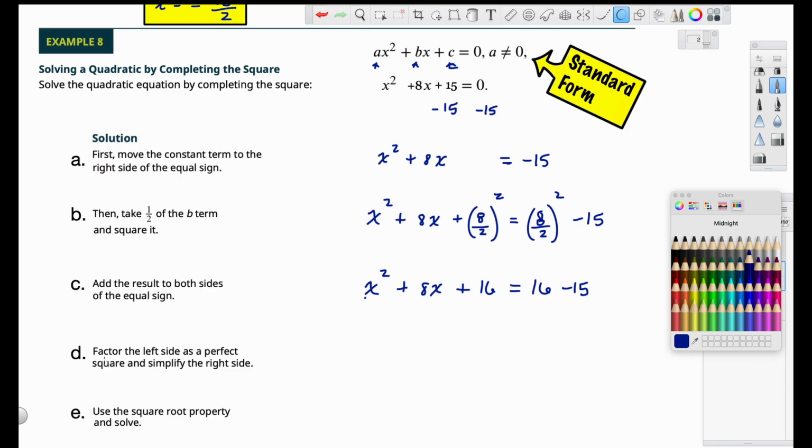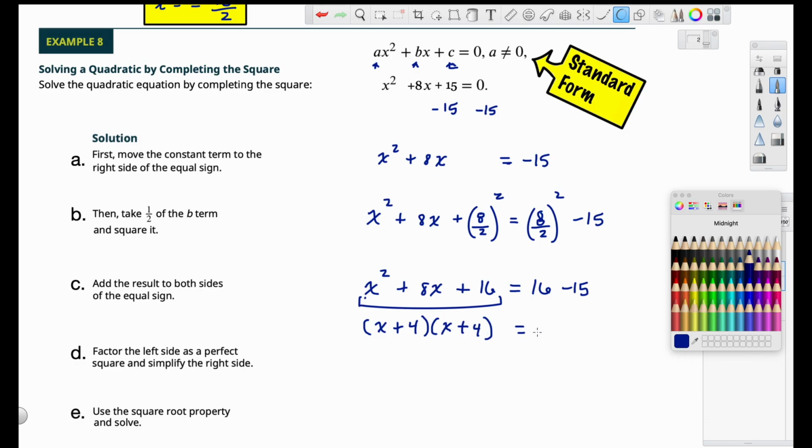Okay, now it says factor the left side as a perfect square. All right, so we have this trinomial right here. What are the factors of 16 that add to 8? They have to be the same number, right? Because 16 is a perfect square. So it's 4. I'm going to write an intermediary step here so we can see it. This would be the same as x plus 4 times x plus 4. If you FOIL this, you get the same trinomial.